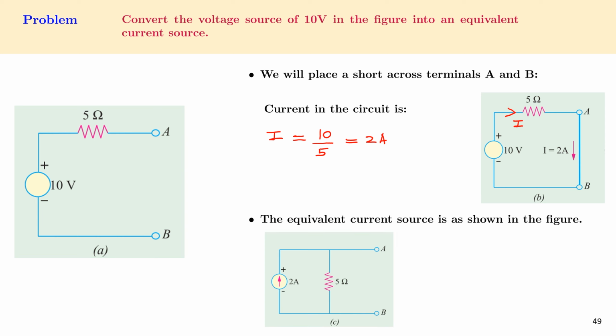Now we can have the equivalent current source as shown in the figure. That is, we'll replace the voltage source with an equivalent current source, and the resistor that was there in the original circuit in series with the voltage source will now be connected in parallel with the equivalent current source.